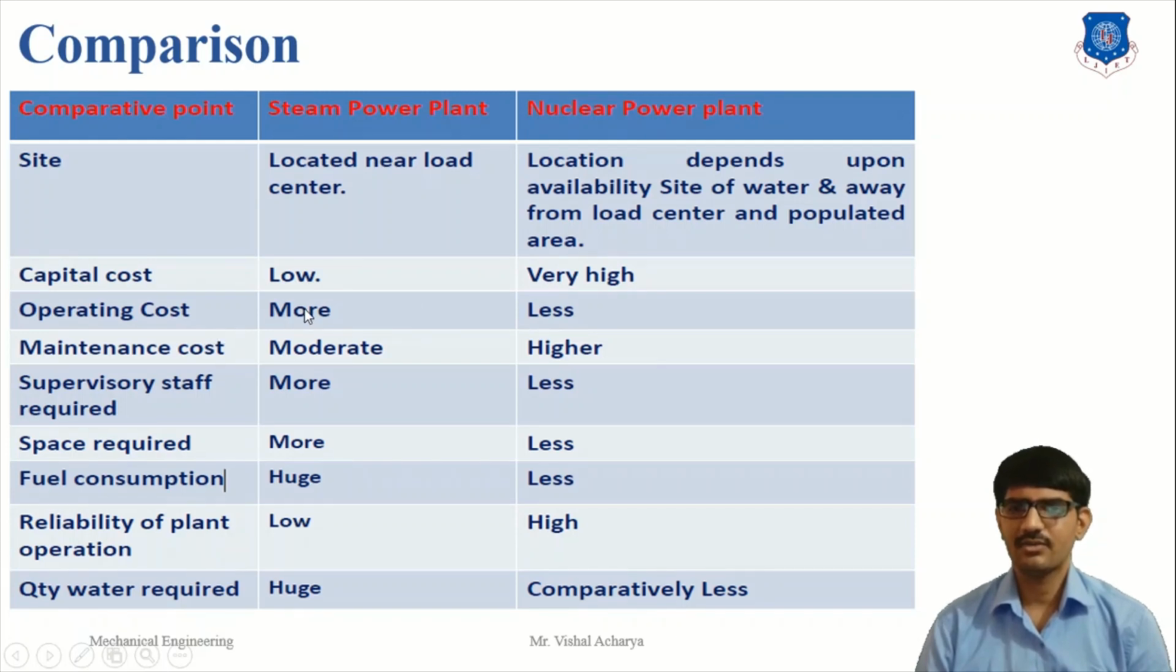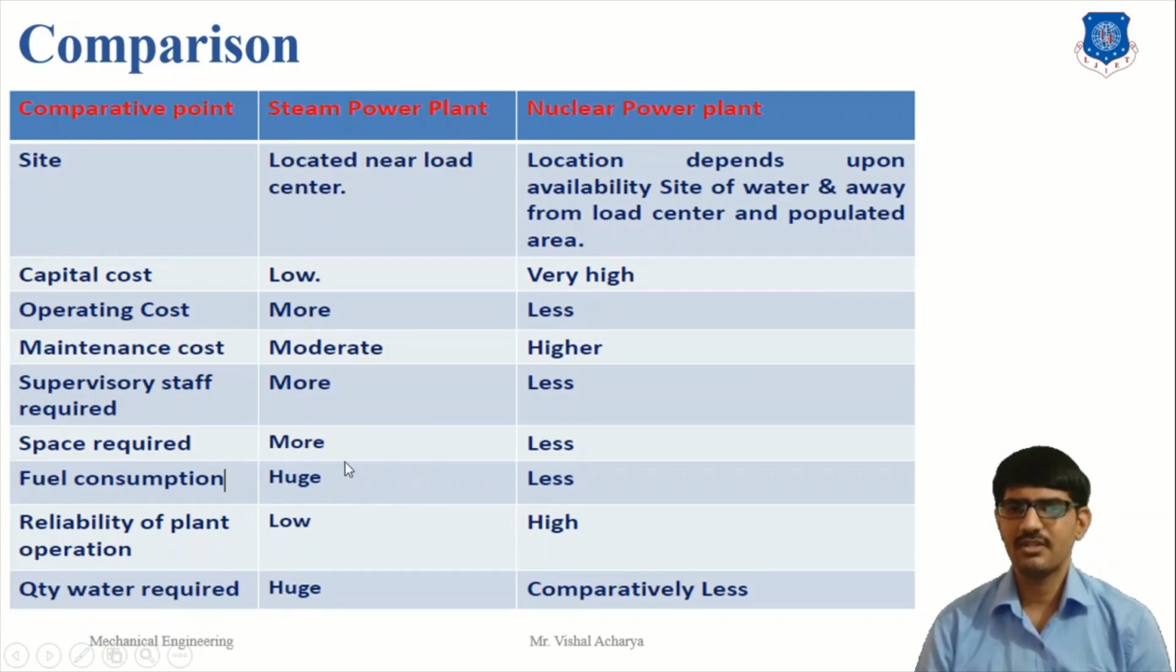Operating cost is more for the steam plant, and less for the nuclear plant. In a coal power plant, fuel handling charges are very high, but in a nuclear power plant the fuel handling is very low compared to the steam power plant. Maintenance cost is moderate for steam, while for nuclear it is higher because its technology is higher. Supervision staff required is more for steam and very less for nuclear. Space required is more for steam and very less for nuclear.